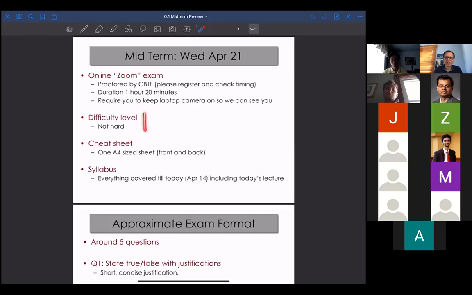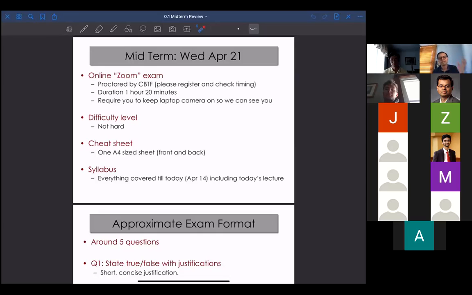Difficulty level is not hard. I would say it is easier than the homeworks that you've been solving. Cheat sheet: one A4 size sheet, front and back. Syllabus: everything covered till today, April 14th, including today's lecture.